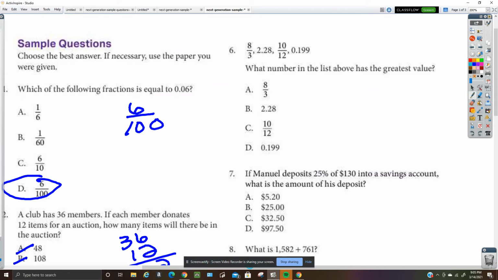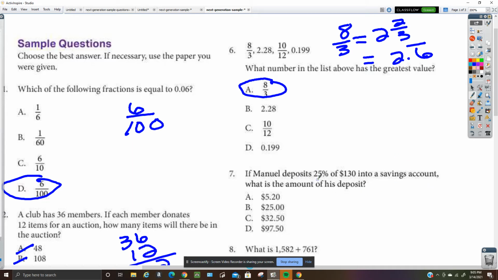Okay, which number is the greatest? Well, 8 over 3 is 2 2/3, which in decimal form is 2.6 repeating. So obviously the largest one there is 8/3.